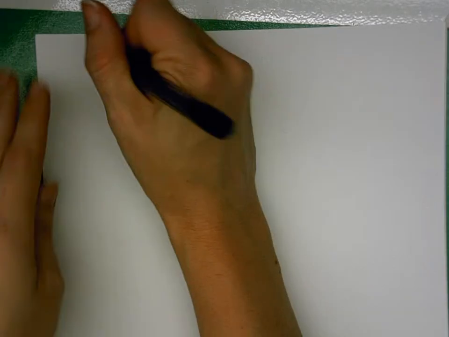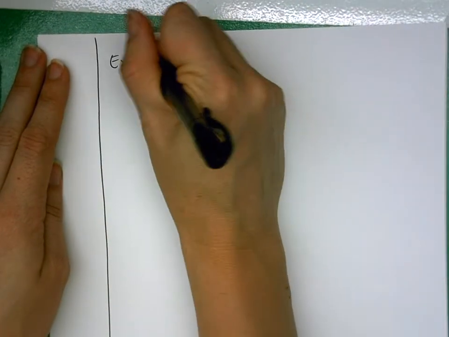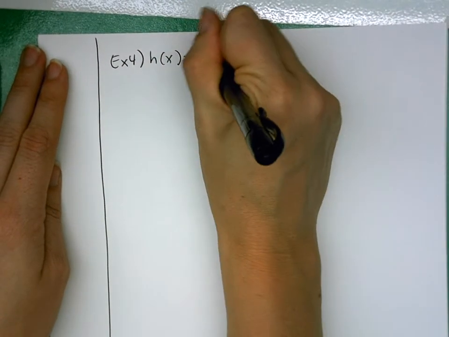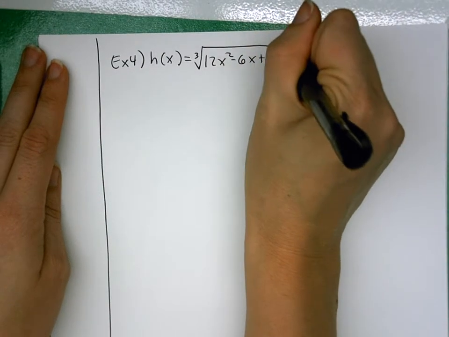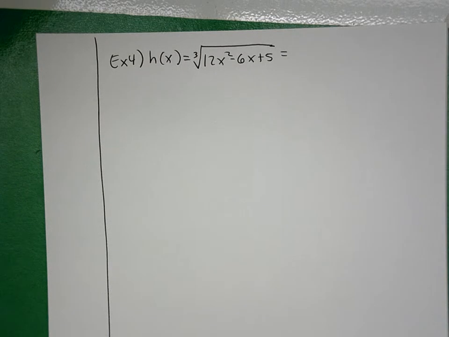So example 4 here, we are looking at h of x equals cube root 12x squared minus 6x plus 5. Okay, this is the last one we're going to do in this form. So if you haven't already paused the video, do so now, because after example 4 we're going to throw in a new kind of form for our chain rule.